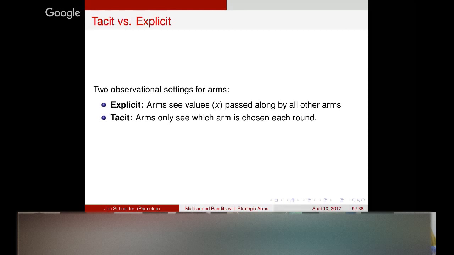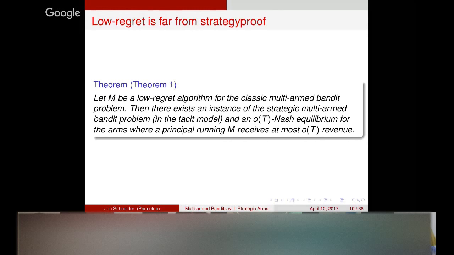Sorry, can you come back to the equilibrium notion? What's the equilibrium model you're using? Yeah, okay, so that's a good question. The equilibrium notion we'll be using is, so we assume that the arms have values drawn from some stochastic distribution, so equilibrium makes sense. And the equilibrium notion we're using is an epsilon-approximate Nash equilibrium for the arms.